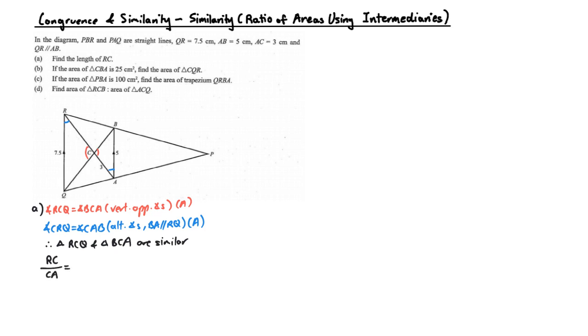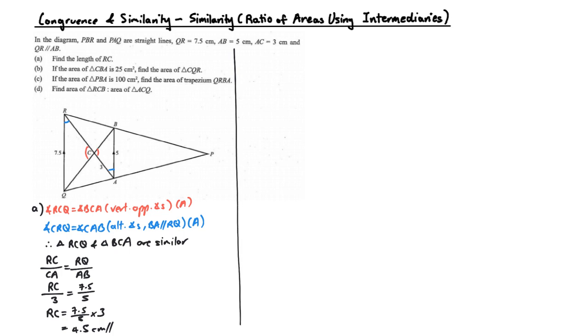So once they are proved to be similar, we can use the scale factor to find RC. So RC over the corresponding CA will be the same as RQ over the corresponding AB. So substitute the values that you have. CA is 3, RQ is 7.5, and BA is 5. So cross multiply: 7.5 over 5 times 3 will give you 4.5 cm. So that's the answer for A.